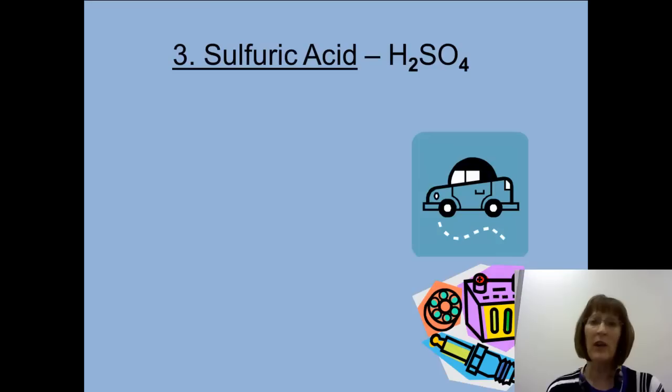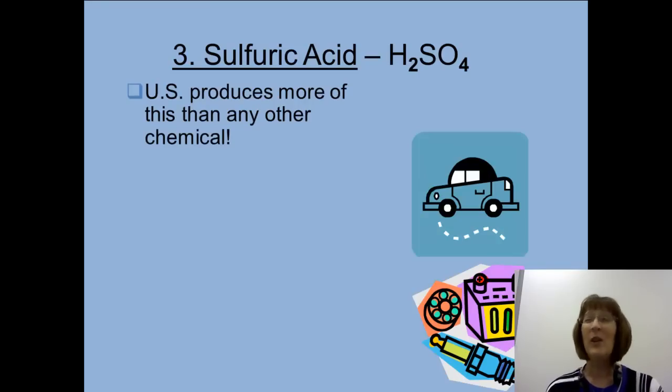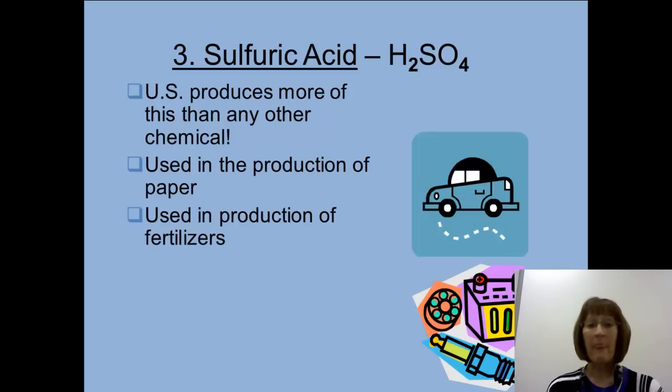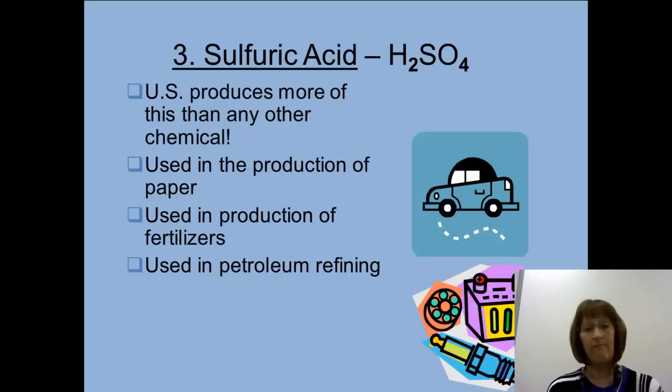Next one is sulfuric acid, H2SO4. Sulfuric acid is huge, huge, huge. The U.S. produces more of this chemical than any other. Sulfuric acid is one of those indicators that tells how well a country is doing economically. How much are they producing? The more they produce, the better they're typically doing economically. It's also used to produce paper. It's used to produce fertilizer.